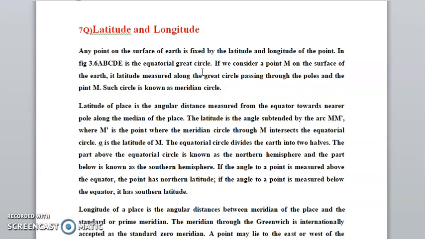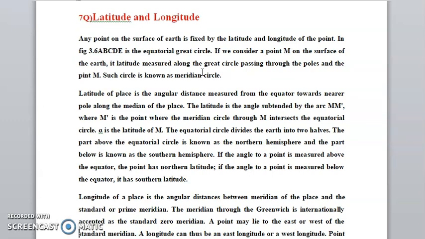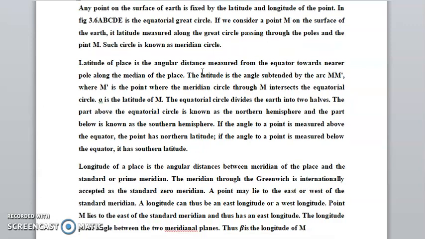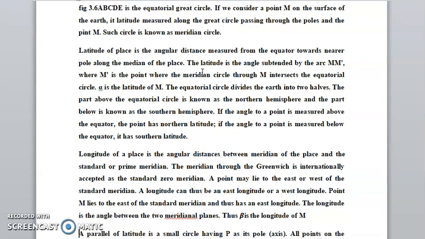meridian. The meridian through Greenwich is internationally accepted as the standard zero meridian. A point may lie to the east or west of the standard meridian, so the longitude can be east longitude or west longitude. The point M lies to the east of the standard meridian and thus has east longitude. The longitude is the angle between two meridian planes. Thus beta is the longitude of M.